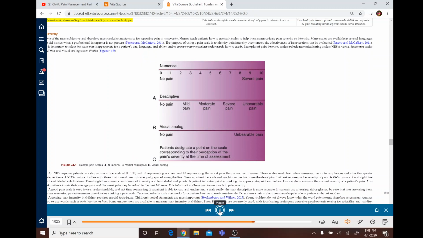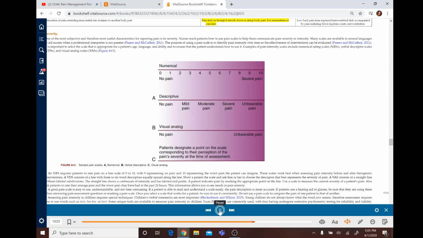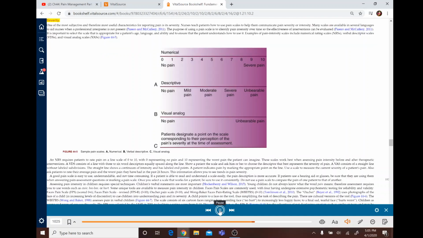Radiating. Sensation of pain extending from initial site of injury to another body part. Pain feels as though it travels down or along body part. It is intermittent or constant. Low back pain from ruptured intervertebral disc accompanied by pain radiating down leg from sciatic nerve irritation.